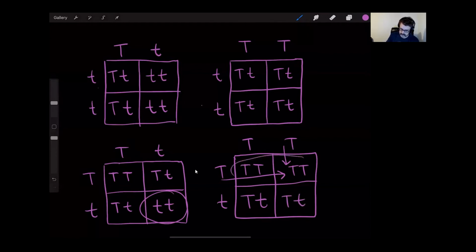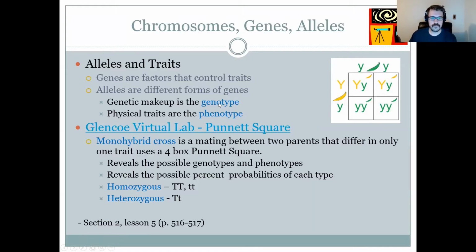So 50% is going to be a pure dominant, and looks like 50% here is going to be a hybrid dominant. So that's how you figure it out. That's the whole thing. Hopefully that helps a little bit, and then I'll get back to the video here and we'll answer some questions. Okay.